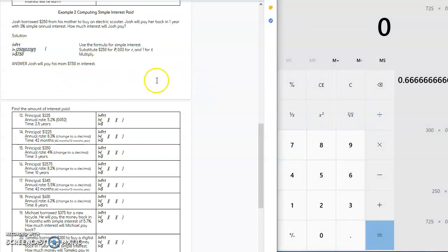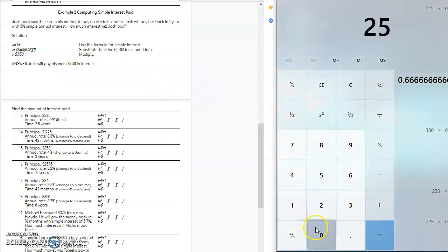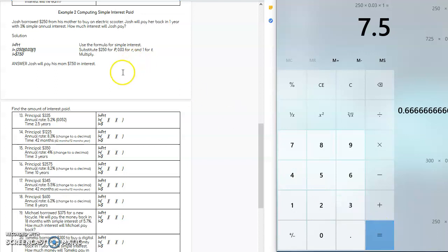So principal, Josh borrowed $250 from his mom, so we'll start with that. We're going to multiply times the rate of 3%, so 3% or 0.03, and then multiplied simply by 1 year's time. Now, we know that would be the exact same amount, but I'm just going to multiply it out. So that would be $7.50.